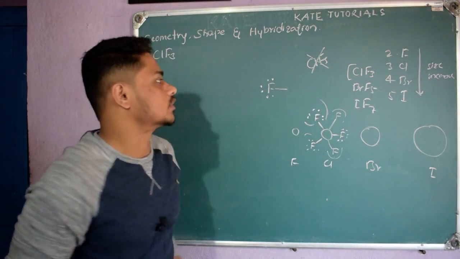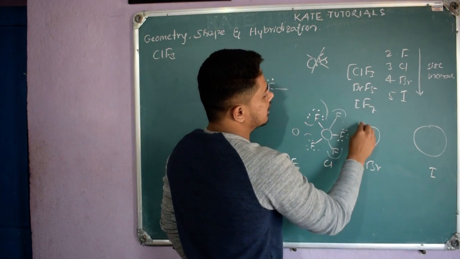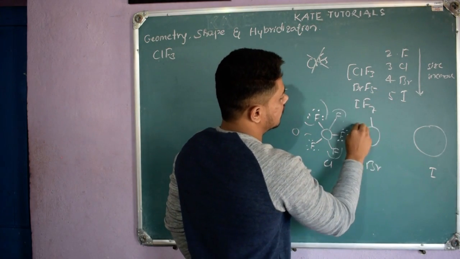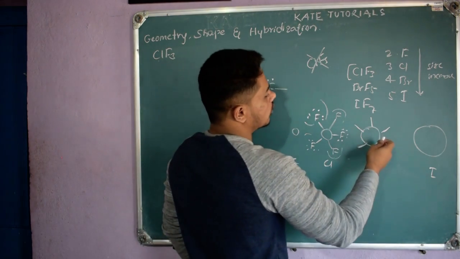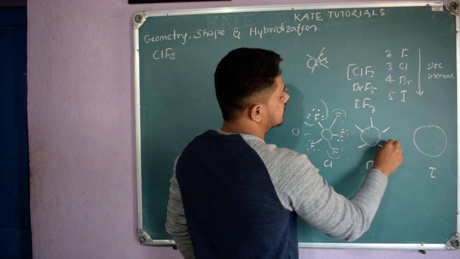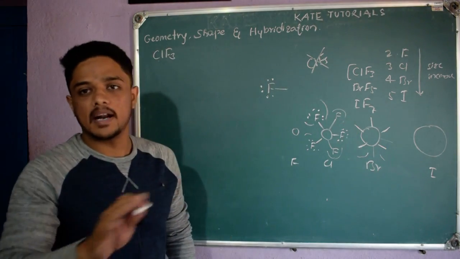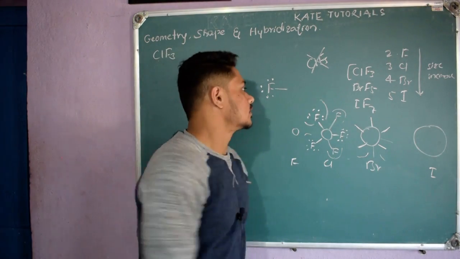Same thing with bromine also. Since bromine's size is more, it can occupy more than 3, so it will occupy 5 fluorines: 1, 2, 3, 4, 5. If I add one more fluorine or two more fluorines, then again there is repulsion. Because of repulsion, that compound is unstable and it doesn't exist in nature.